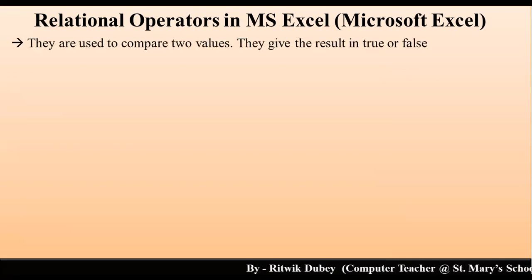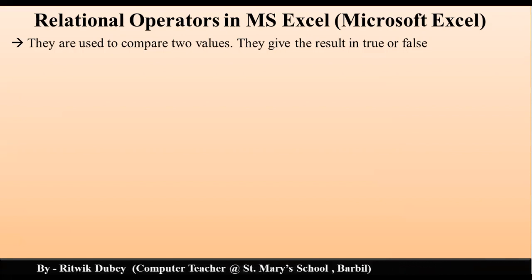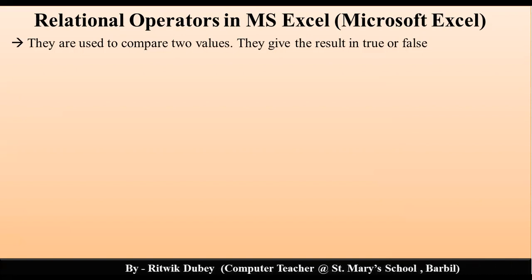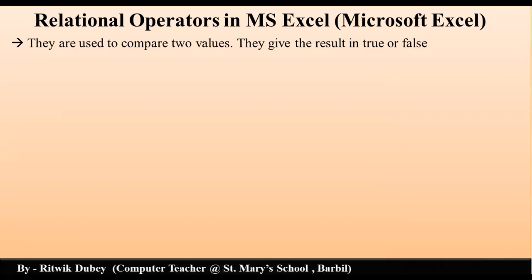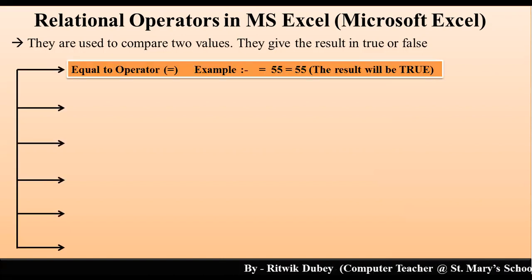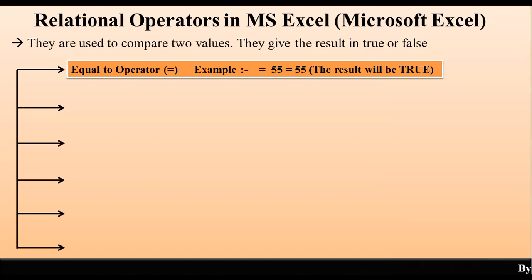So they are used to compare two values, and always remember the result which we will get is either true or false. मतलब अगर वो कंपैरिजन सही होगा, हाँ, तो ट्रू आएगा, और अगर नहीं, तो फॉल्स आएगा. ठीक है, let me give you the example. Equal to operator. The first relational operator is equal to.